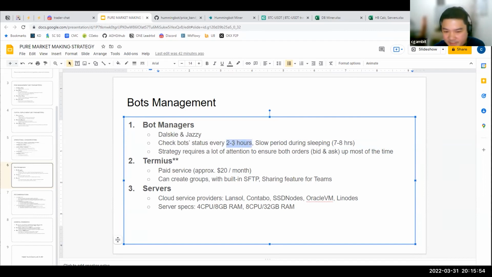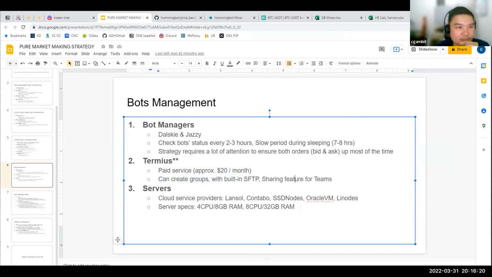So they can just maybe check once or twice every 4 hours or something. And then for our tools, we have used Termius. This one is a paid service, approximately $20 per month. But for us, it is quite a helpful tool for managing the bots.